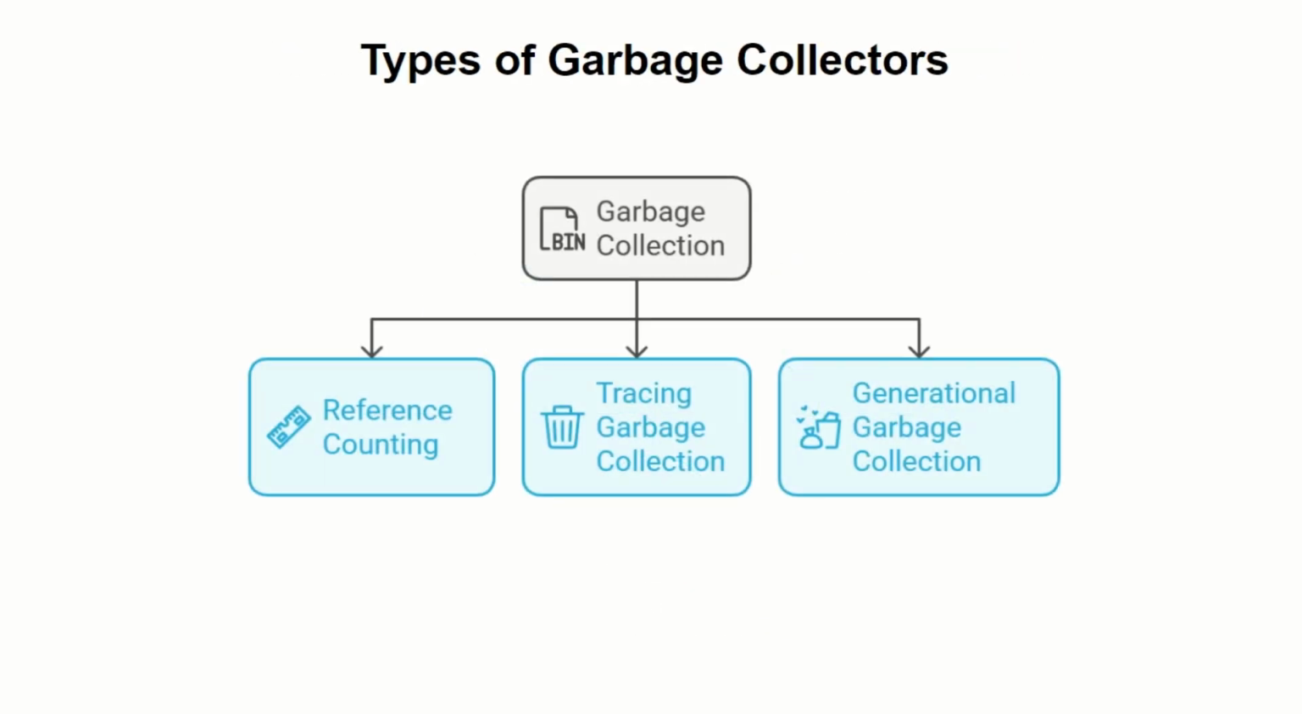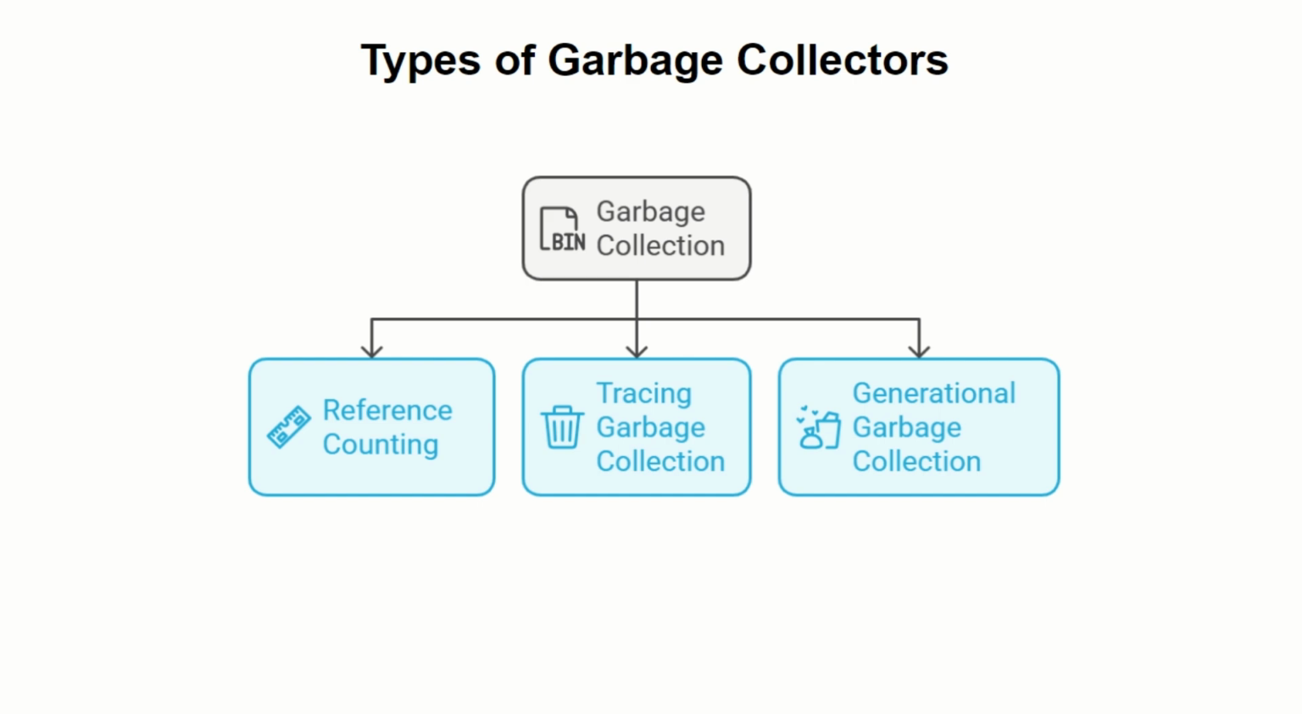The types of garbage collectors are, first, reference counting, which keeps track of how many references point to an object. When the count reaches zero, the object is eligible for collection. It has an issue: it doesn't handle circular references, where objects reference each other in a cycle. The next will be tracing garbage collection, which uses algorithms like mark and sweep or generational collection to identify and clean up unreachable objects. It is popular in Java, C#, and Python.